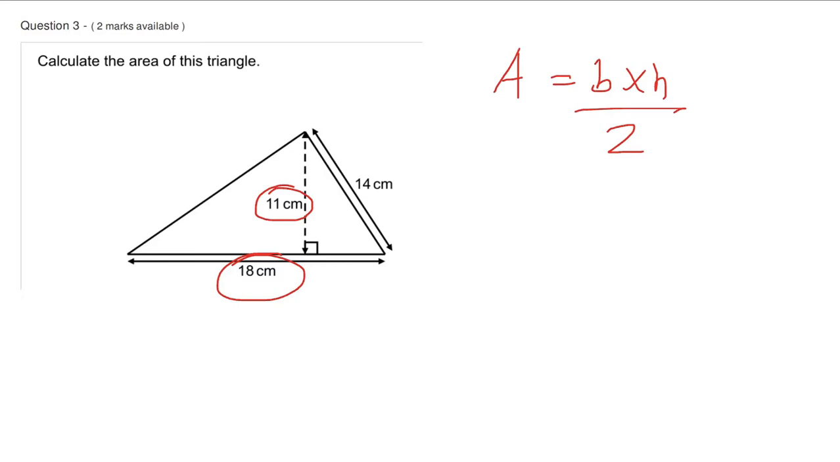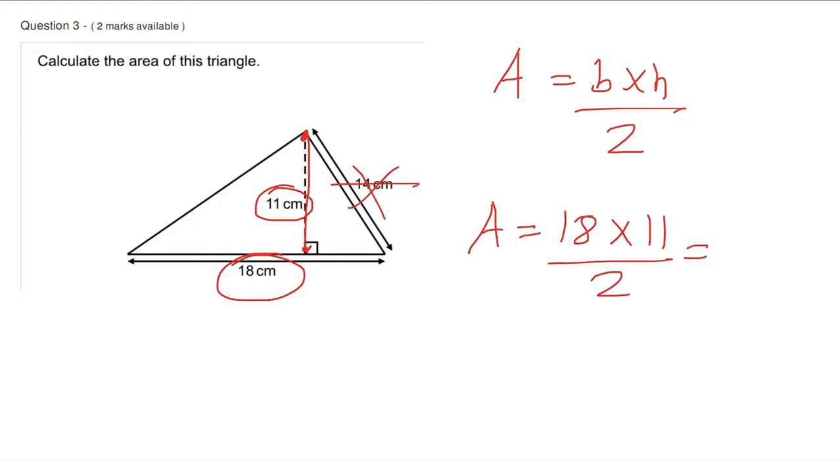To find your height, it is from the base all the way to the highest point of that triangle, which is 11 centimeters. So it will not be 14 centimeters, it's 11 centimeters because the height is from the base all the way to the highest point of that triangle. So finding the area now, area of this triangle is equal to base, which is 18, times height, which is 11, divided by 2, which will give you an answer of 99 centimeters squared.